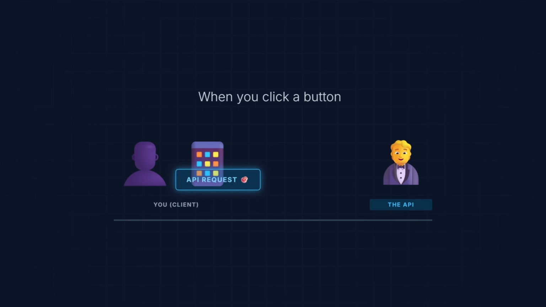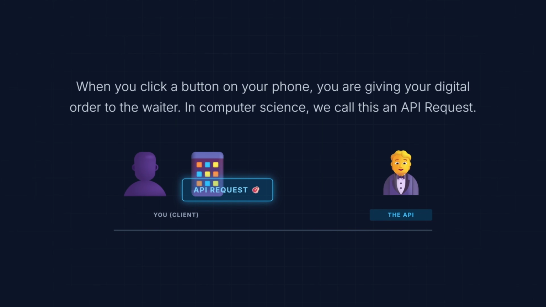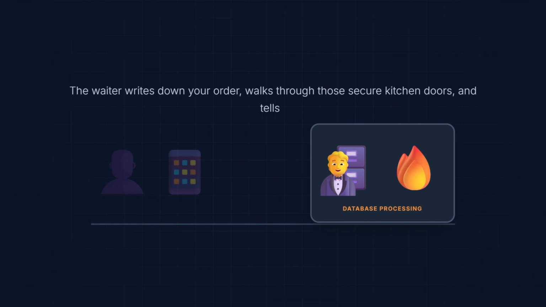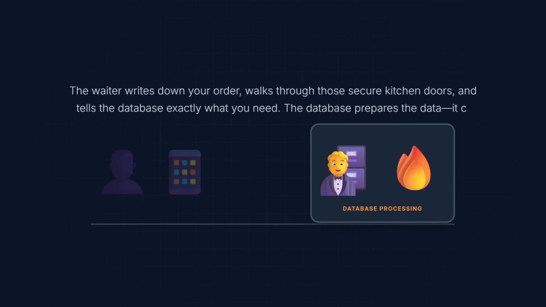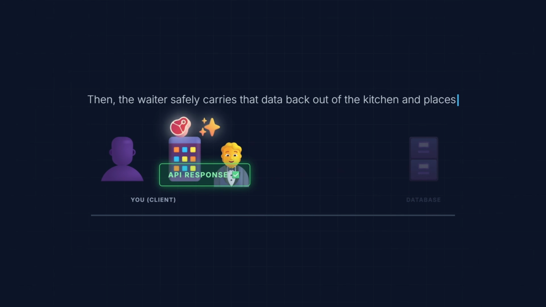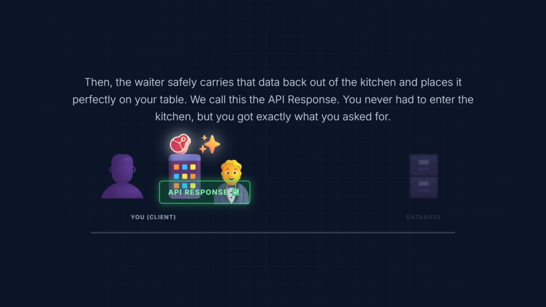When you click a button on your phone, you're giving your digital order to the waiter. In computer science, we call this an API request. The waiter writes down your order, walks through those secure kitchen doors, and tells the database exactly what you need. The database prepares the data. It cooks your food. Then the waiter safely carries that data back out of the kitchen and places it perfectly on your table. We call this the API response. You never had to enter the kitchen, but you got exactly what you asked for.